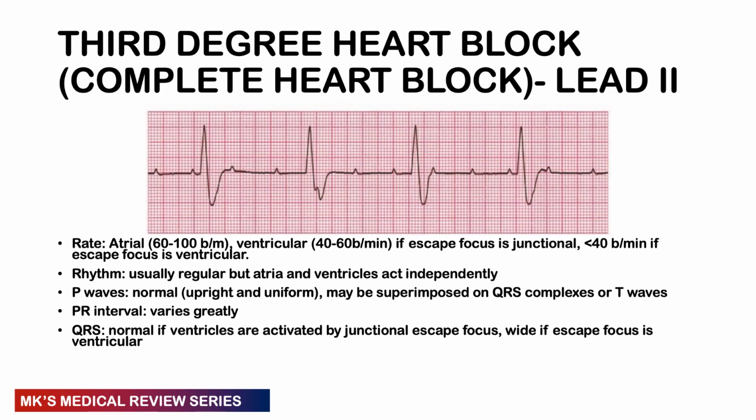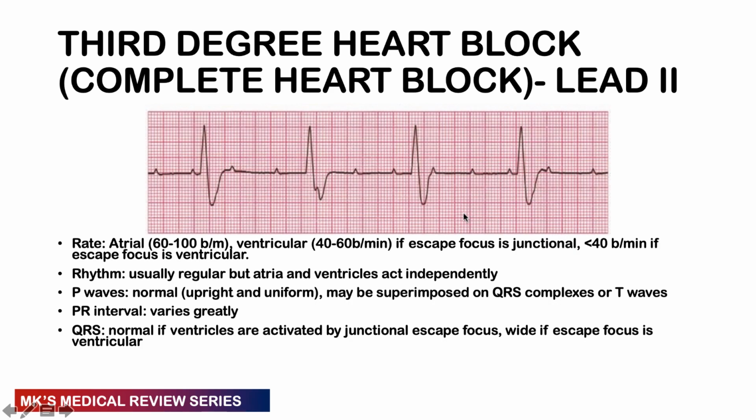If the escape focus is ventricular, it's going to be less than 40 rather. If it's junctional, it's going to be between 40 to 60. Then your rhythm here is going to be regular, but the atria and the ventricles are beating separately. As you can see, there's no relationship between the P waves and the QRS complex. Even here, there's no relationship that you can make out between the P waves and the QRS complex. Moreover, here you have two P waves and a QRS complex.